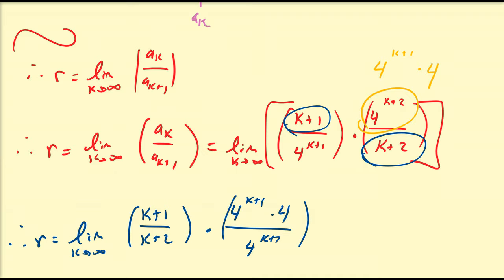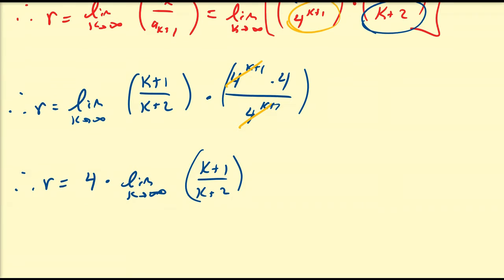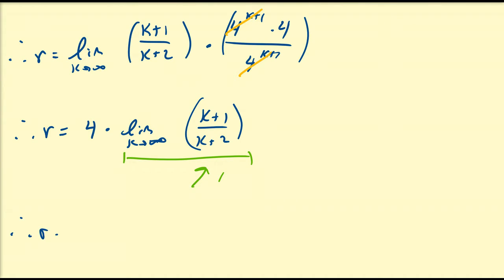I'm focusing on my exponential terms. These 4^(k+1) terms cancel, so I can factor out my 4. So r is equal to 4 times the limit as k goes to infinity of (k+1)/(k+2). By L'Hopital's rule, or the rational functions theorem, you can find that this limit converges to 1. So the radius of convergence in this case is 4.